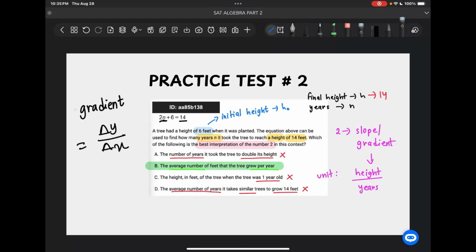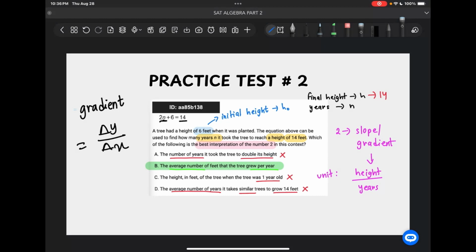The unit for the slope is going to be height by years. Okay. And now we can look into the options, and whichever option gives us height by years for the value of 2, that is our answer. So for option A, the number of years it took for the tree to double its height. So it is saying the years it took for the tree to double its height, right?